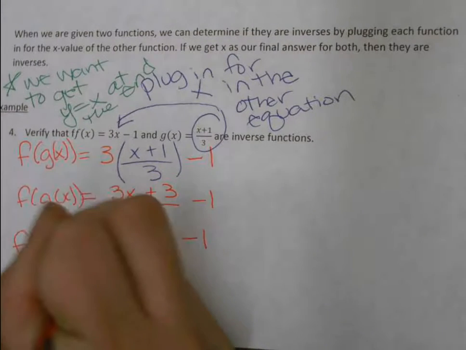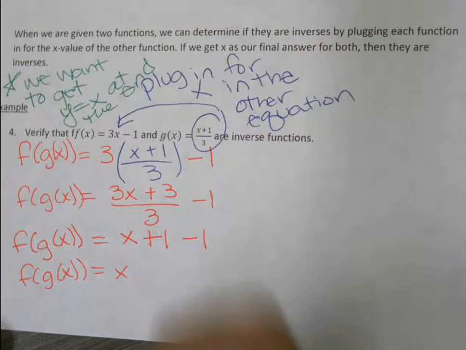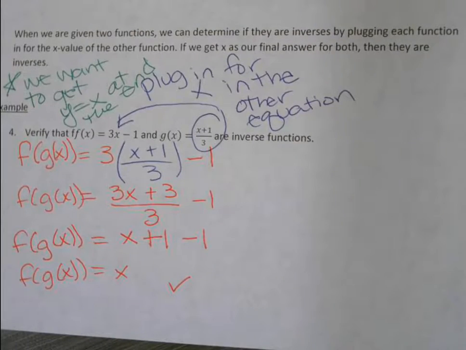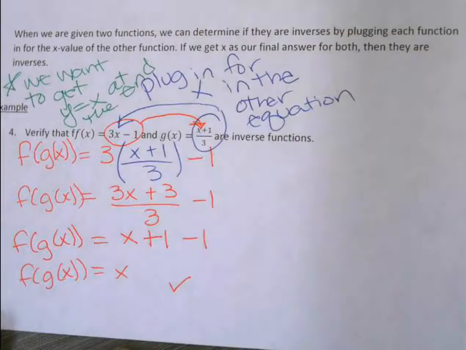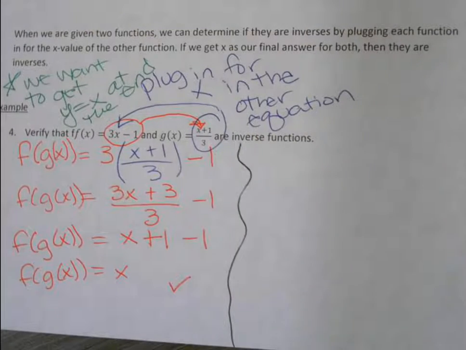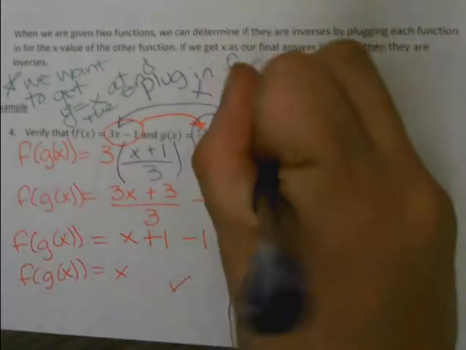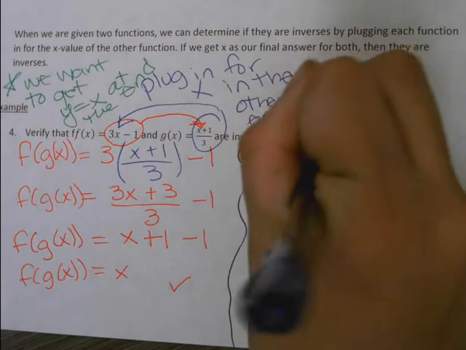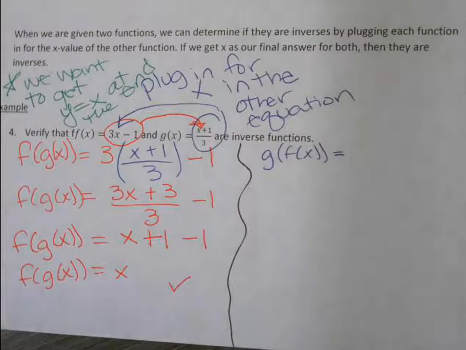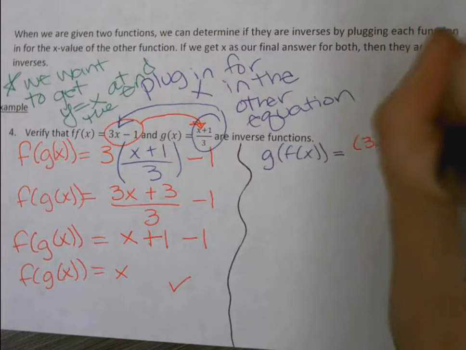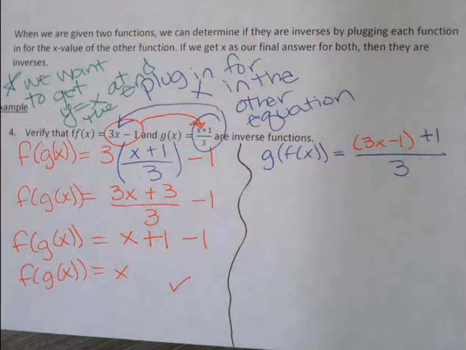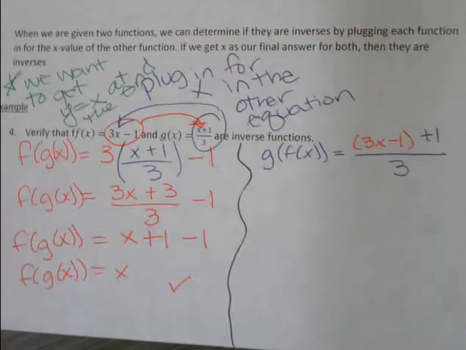So is that what I wanted to get for my final answer? Yes. But I have to check it both ways. So now I'm going to plug in this piece for the x in the other equation. So, questions on plugging into the first equation? Sometimes it only works one way. That's why I have to plug it into both equations. So now what I'm doing is I'm plugging the f equation in for x into the g equation.